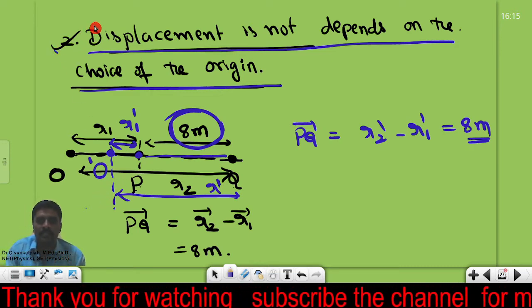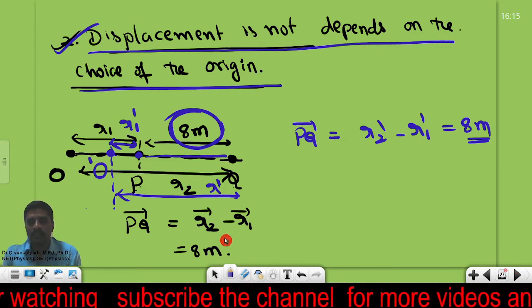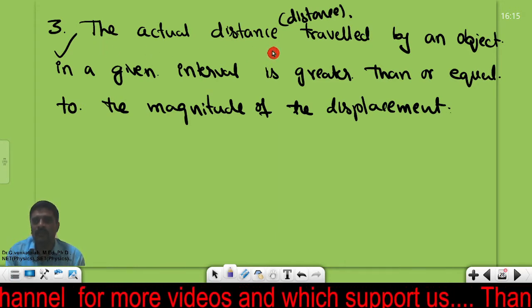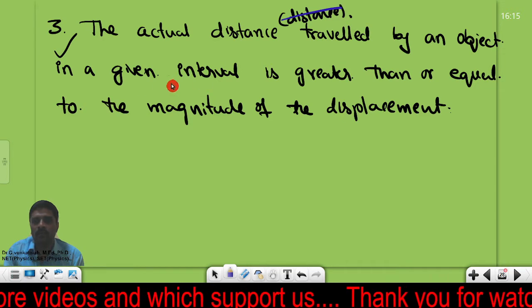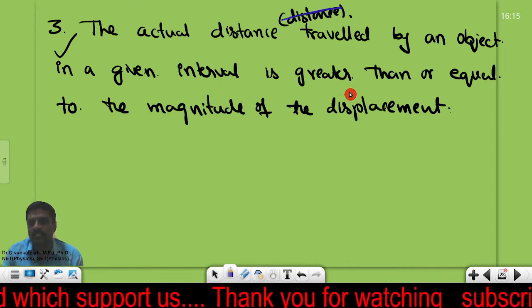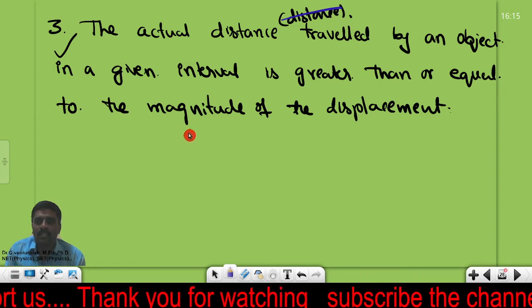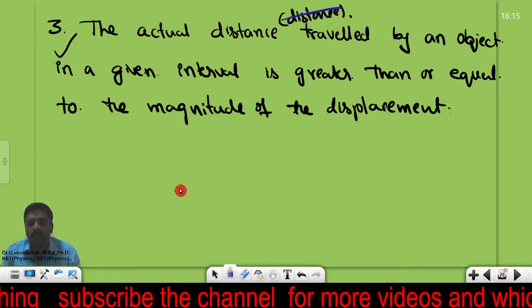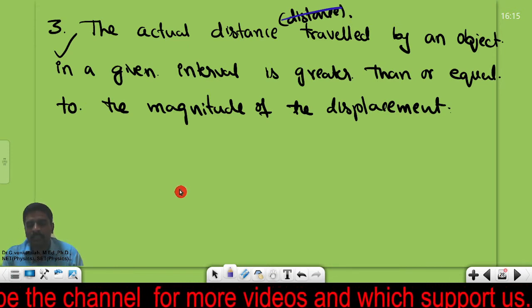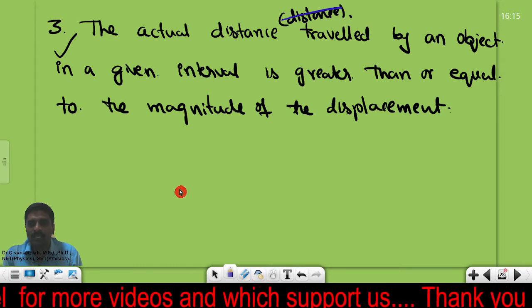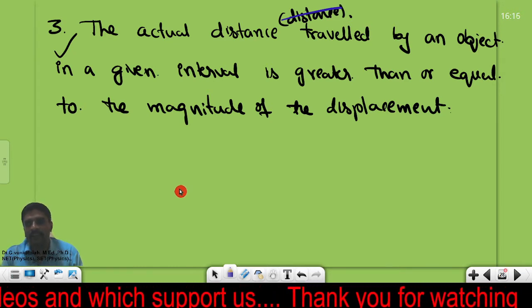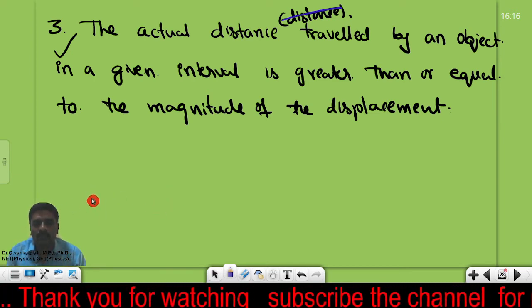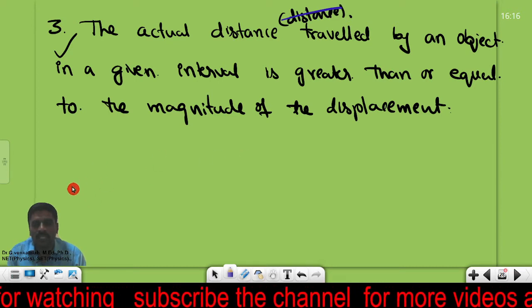This is a very important one. Now let me go to the third condition. The third property is about the actual distance. The actual distance traveled by an object in a given interval is greater than or equal to the magnitude of the displacement. What does that mean? In a given interval of time, if we measure the distance and the displacement, then the distance may be greater than or equal to the magnitude of the displacement. For easy understanding, I am taking one small example. Let me take case 1 and case 2.